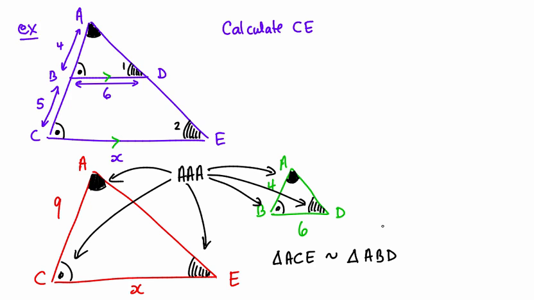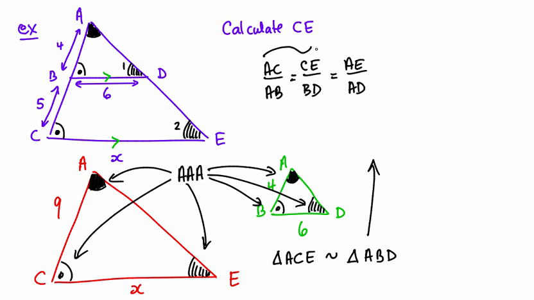Now that I have this, I know that my sides are in ratio. So I know that AC compared to AB is the same as comparing CE to BD, and that's the same as A compared to E and A compared to D. So again, I've got the triangle ACE on the top, and I've got all of the parts of triangle ABD on the bottom, and now I can start filling some information in.